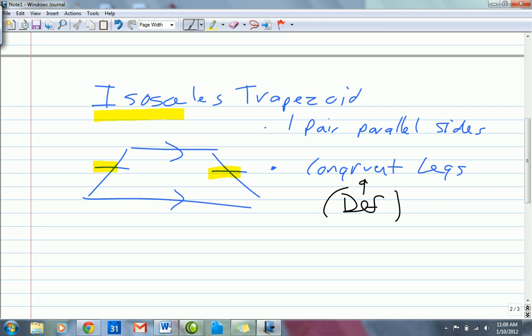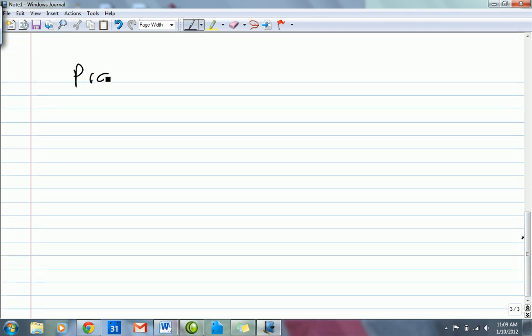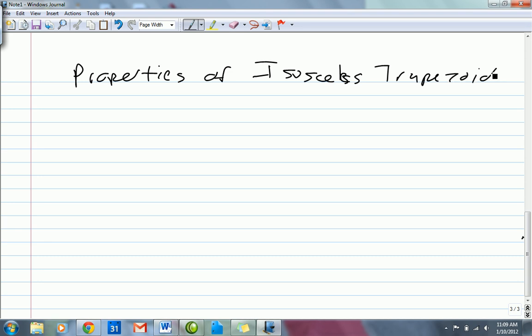From that, we can establish some properties. So here are the properties of an isosceles trapezoid. The first properties have to do with the angles, and this is kind of a clever little way to think about the angles. I'm going to start with an isosceles trapezoid here. Here are my parallel sides, which makes it a trapezoid, and here are my congruent legs, which makes it an isosceles trapezoid.